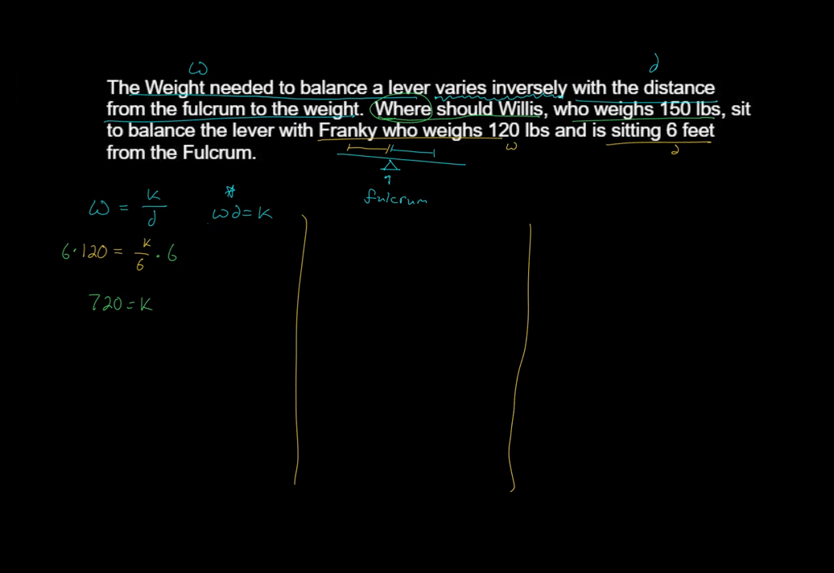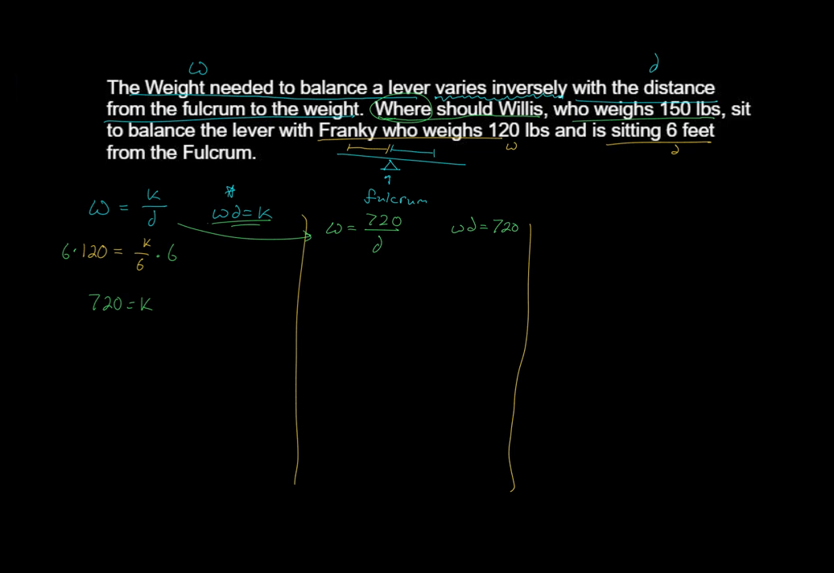Now this means that we can use the equation W equals 720 over D multiple times for this situation in regards to balancing out Frankie. We can also use the equation WD equals 720 in the same way.